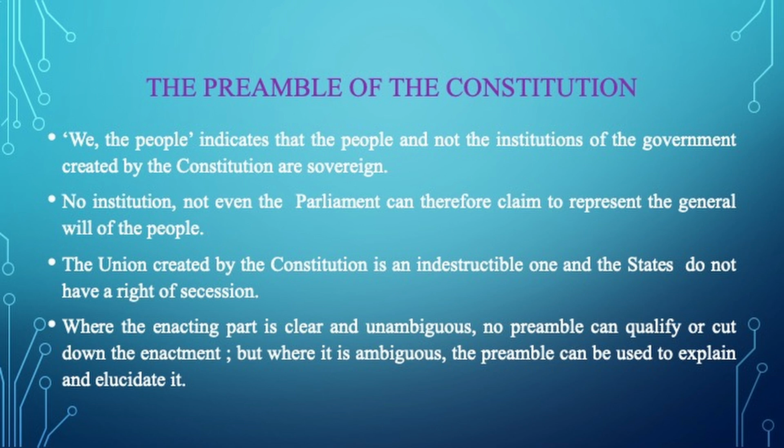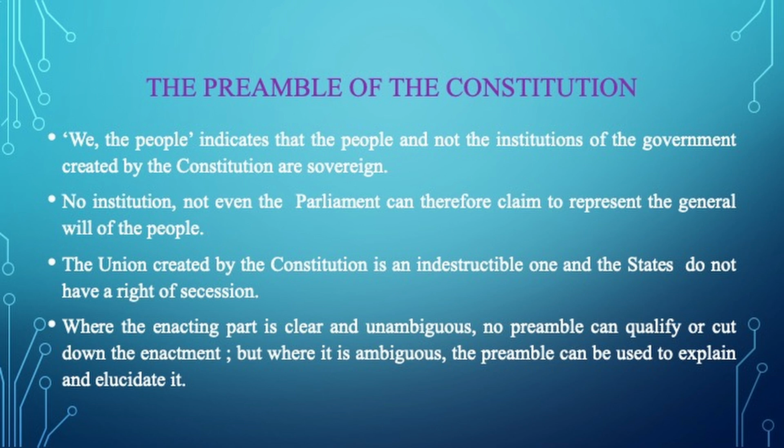The words in the preamble, "We the people of India, in our Constituent Assembly, do hereby adopt, enact, and give to ourselves this Constitution," indicate that sovereignty lies in the people and not in the institutions created by the Constitution. No institution can claim to represent the general will of the people. The union created by the Constitution is indestructible and the states have no right to secede from the union.